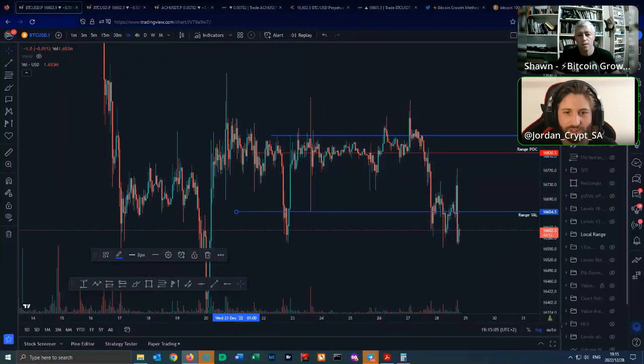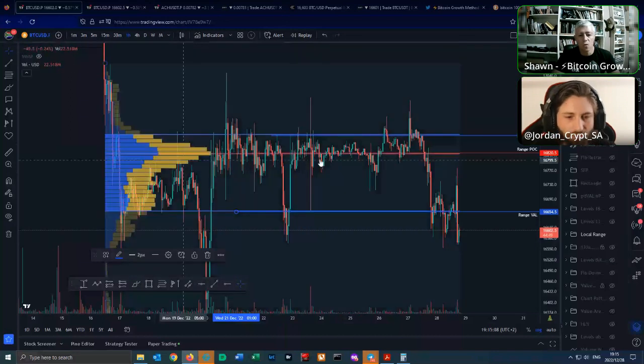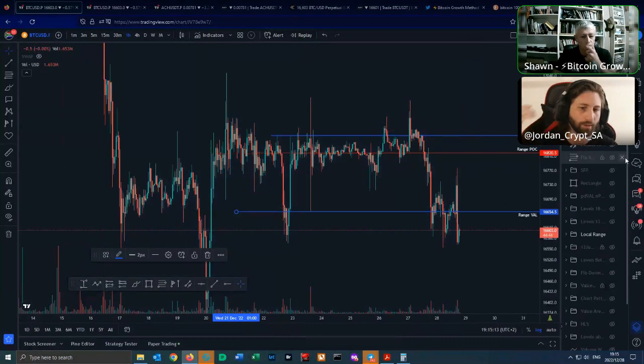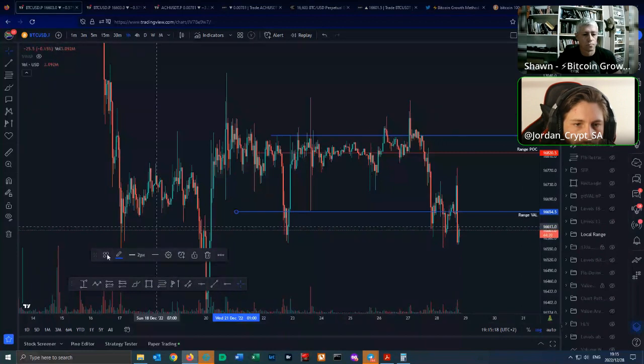Let me take some questions. Exactly. So I normally switch off that fixed range and just draw it with rays so that there's less information on the chart. Let's see if there's questions. Yeah, let's have a look.